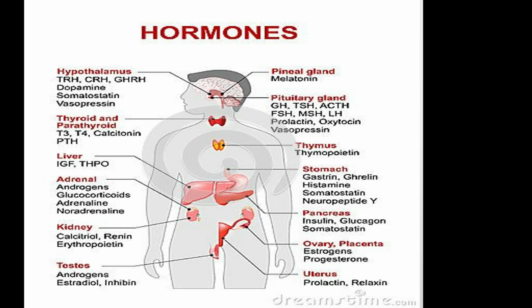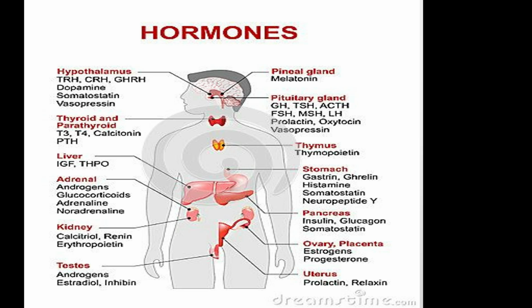So this is a picture showing the glands and its hormones. Melatonin is secreted from the pineal gland, and the pituitary gland is responsible for the secretion of growth hormone, thyroid-stimulating hormone, adrenocorticotropic hormone, follicle-stimulating hormone, melanocyte-stimulating hormone, luteinizing hormone, prolactin, oxytocin and vasopressin.